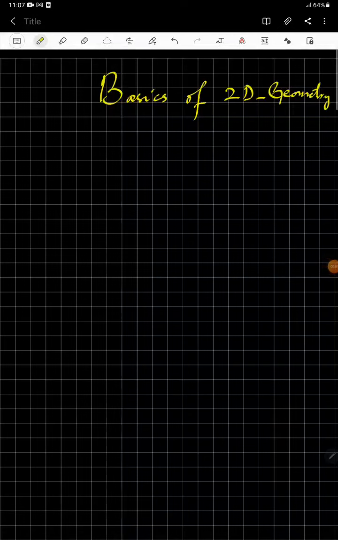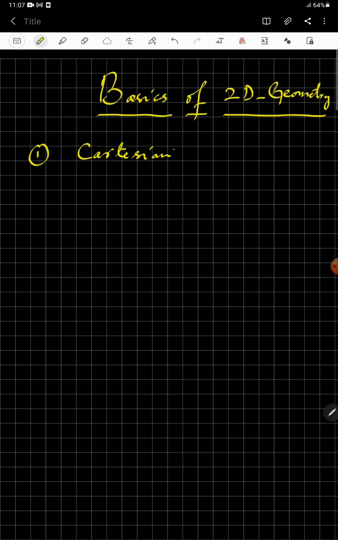Dear students, in this session, let us see very important basics of two-dimensional geometry. What are the topics I'm going to cover in this session? It's actually a revision of the concepts of 2D geometry, which you have already studied in intermediate. It's just refreshing those concepts back.